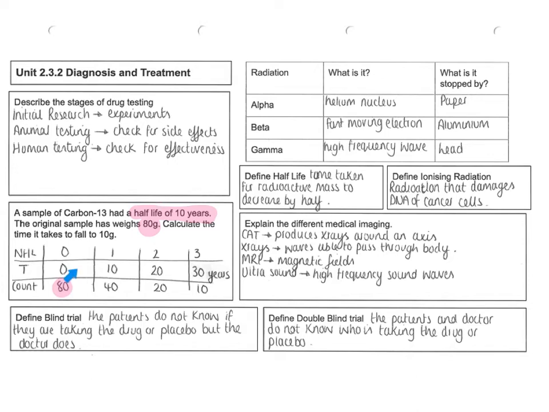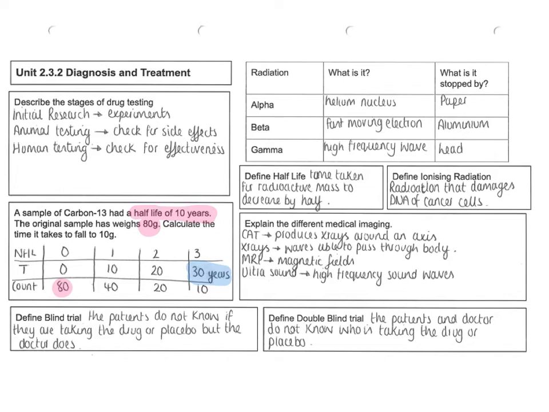So you go up to 10 years, and then it halves down to 40. And then I do it again on the second half-life, because we go twice to 20 years, and it halves to 20. 10 years later, it gets to 30, and it's going to halve to 10, which is what the question's asking. So the answer is 30 years.